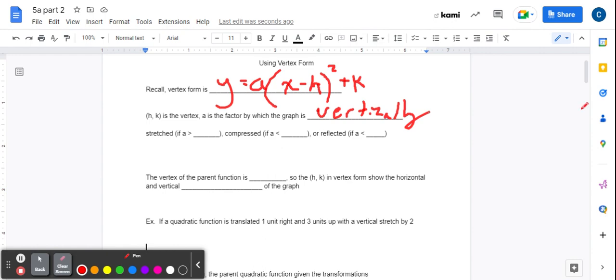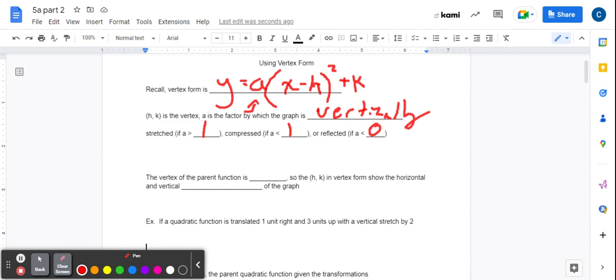It's going to be vertically stretched if a is bigger than 1. It's going to be compressed if a is less than 1, and it'll be vertically reflected if a is less than 0. So the a term right there is just going to show how that graph is going to be vertically changed from the parent function x squared.